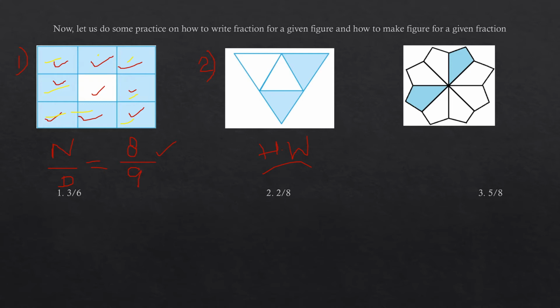Okay, so let's see this third figure now. Let us solve this. Okay, we again know representation is numerator upon denominator. We are clear with this? Now we have to calculate total number of parts. Total number of parts are 1, 2, 3, 4, 5, 6, 7, 8. There are 8 number of parts. Okay, and now we have to see the shaded parts. Shaded parts are 1 and 2.